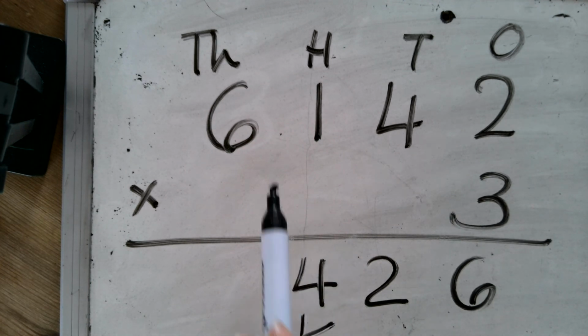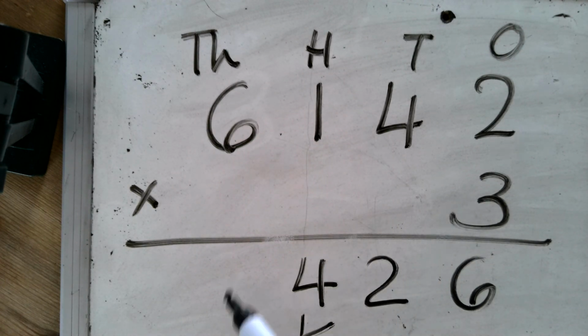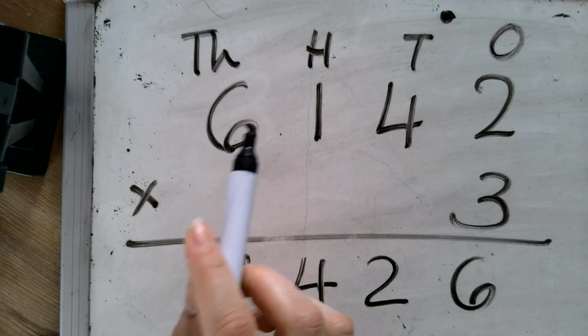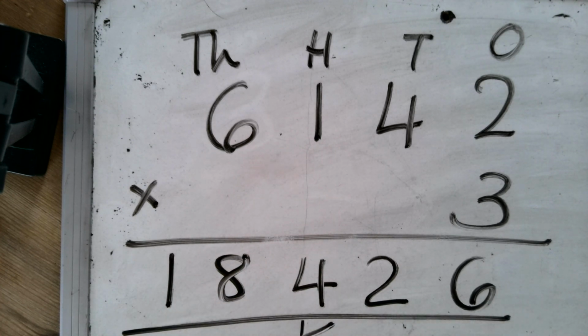And now we're going to finish with our thousands column. 6 multiplied by 3 is 18. And because that was our last digit, I'm going to put my whole answer in my answer box. So that's a quick reminder on how we're going to multiply 4-digit numbers by 1-digit numbers today. Good luck!